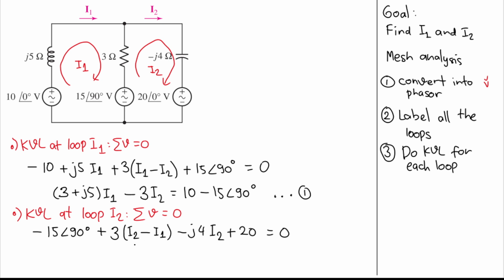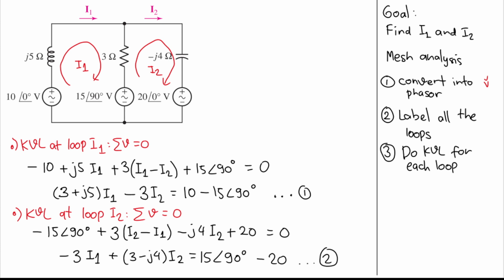Here, I1 only comes from this term, so we will have minus 3 I1. And then for I2, I will have plus (3 minus J4) I2. And that will equal 15 angle 90 degrees minus 20. Good, this is equation number 2.